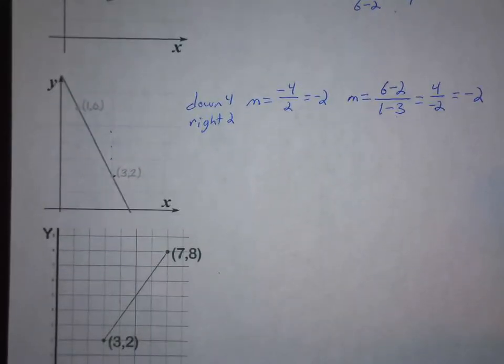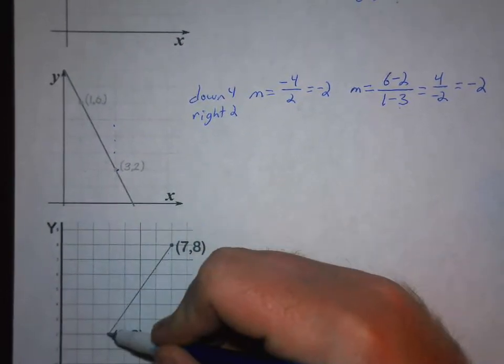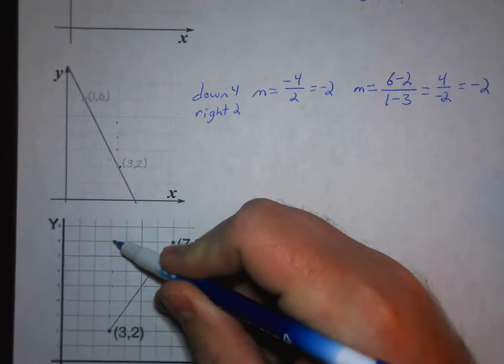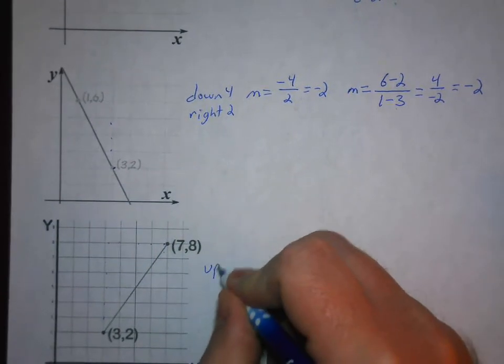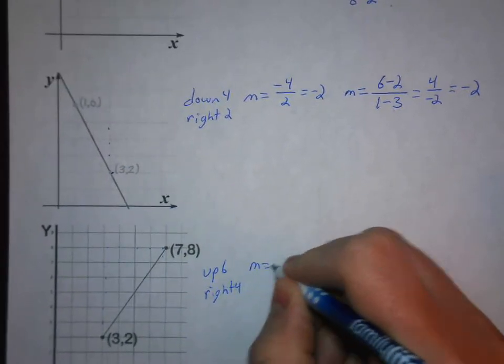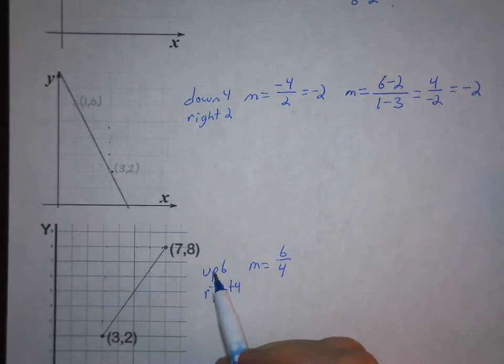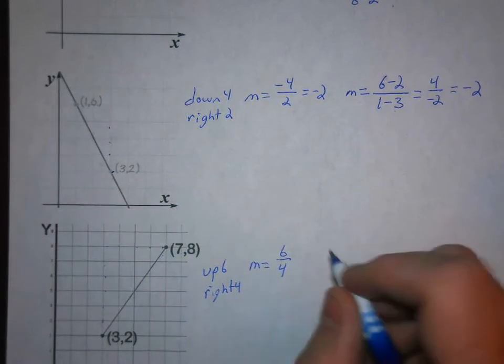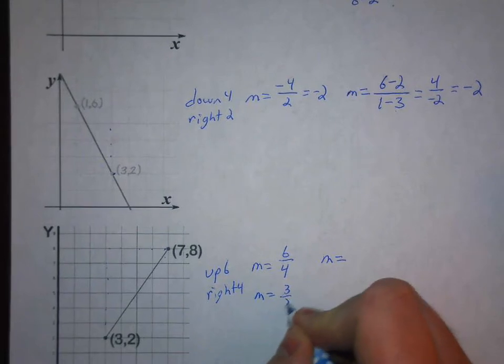Okay, and then the next pair of points, (3, 2) and (7, 8). So to get from (3, 2) to (7, 8), I have to go up 6 and to the right 4. So up 6, right 4 gives me a slope of 6 divided by 4. Positive 6 because we went up 6, positive 4 because we went right 4. That reduces to 3 over 2, or 3 halves.